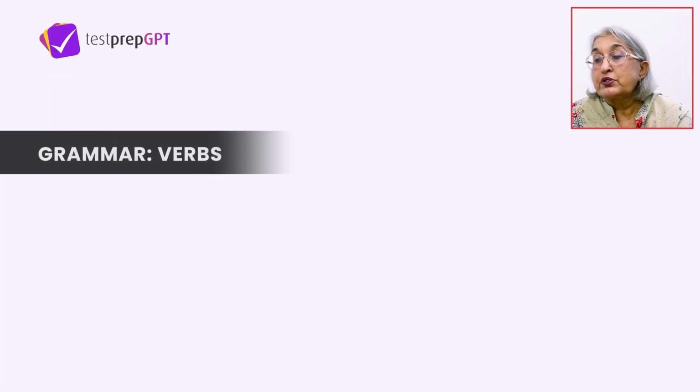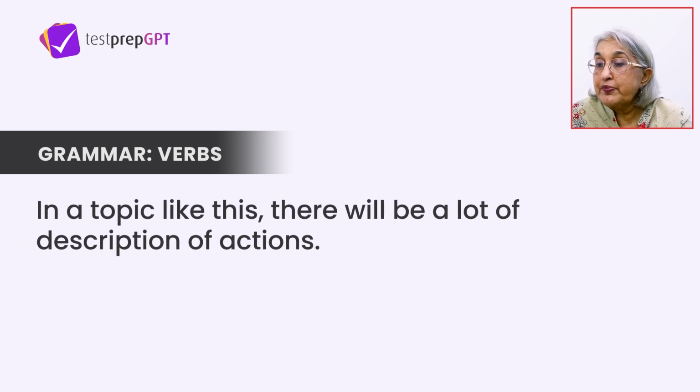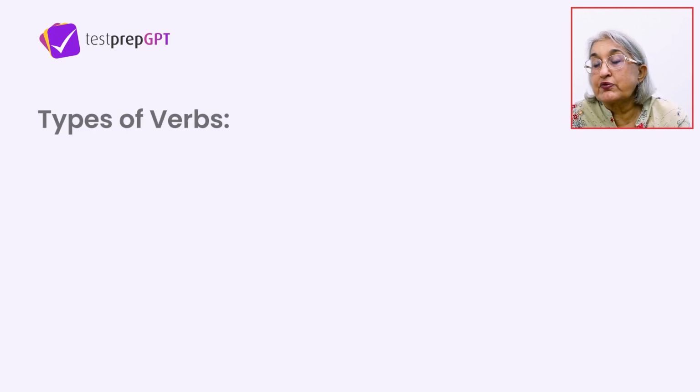Now we go on to grammar. As we are talking about some actions, we need to use a lot of verbs. How do we use the verbs? It is a description of action. But there are different types of verbs that you would use.